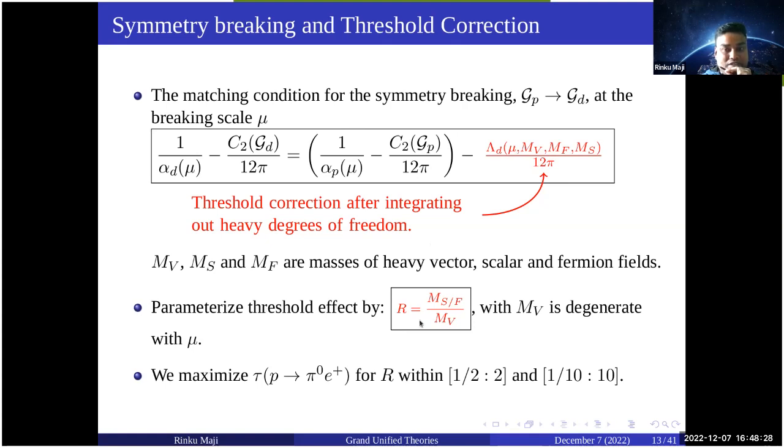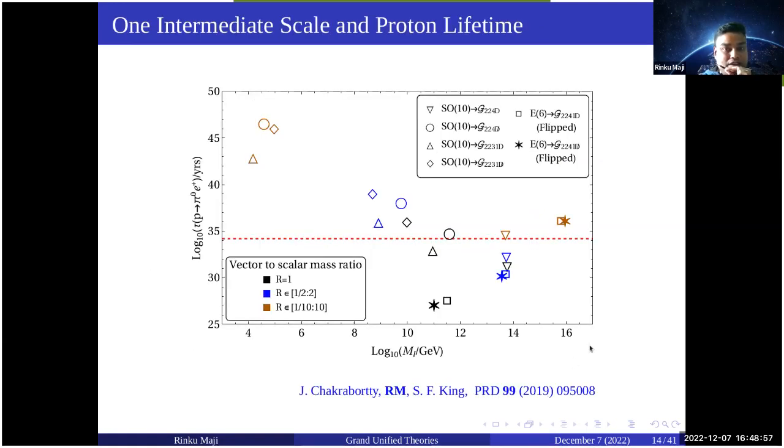We parameterize the threshold correction as the ratio of the masses of heavy scalars or fermions to the masses of the heavy vector boson, and we assume that the vector boson is degenerate with the breaking scale. We maximize the proton lifetime for the golden channel for two choices of R, within half and 2, and 1/10 and 10. With this choice, we have analyzed all the one-intermediate and two-intermediate breaking chains, and we see how this threshold correction can improve the proton lifetime.